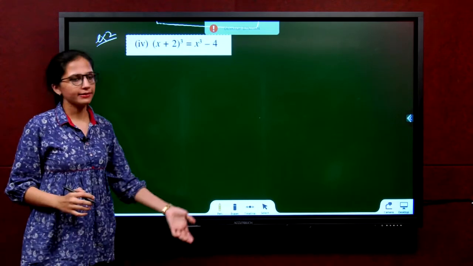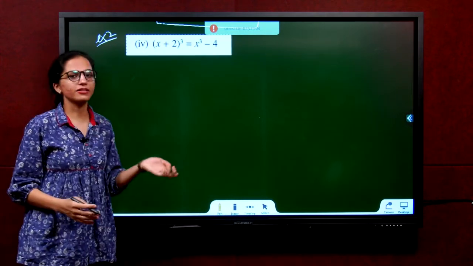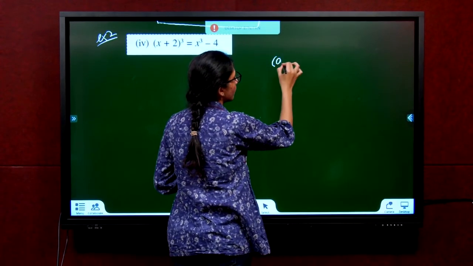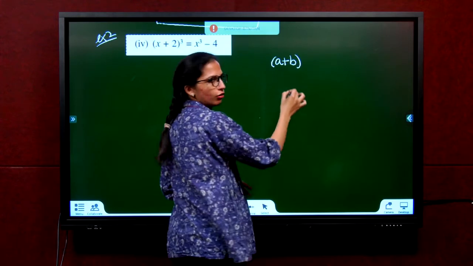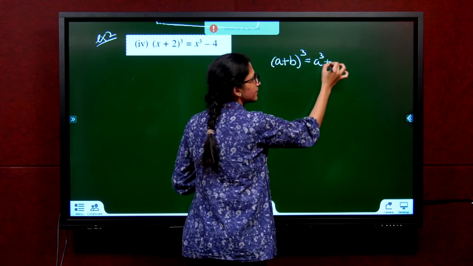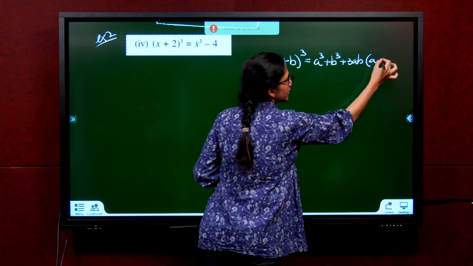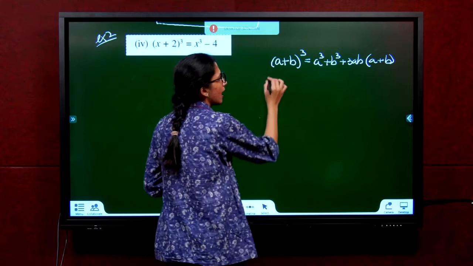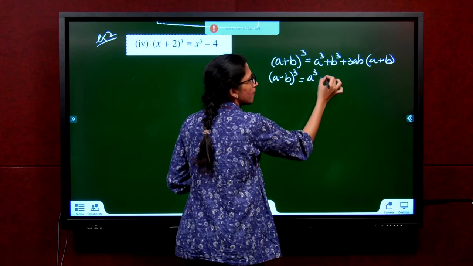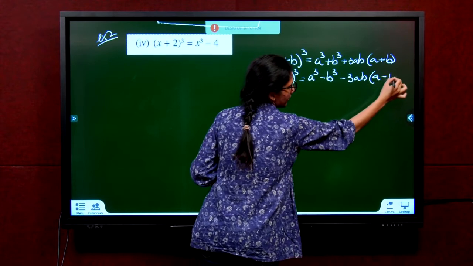Before we go to expand this, as you can see, it's x plus 2 the whole cube. How do I expand this? What is the identity? For those who do not know, please note it down. This is the formula of the identity you have learnt in your lower classes. A plus B whole cube is A cube plus B cube plus 3AB into A plus B. And A minus B whole cube is A cube minus B cube minus 3AB into A minus B.